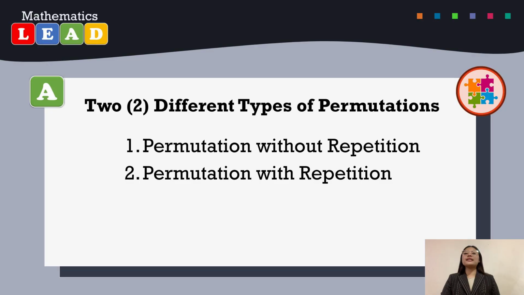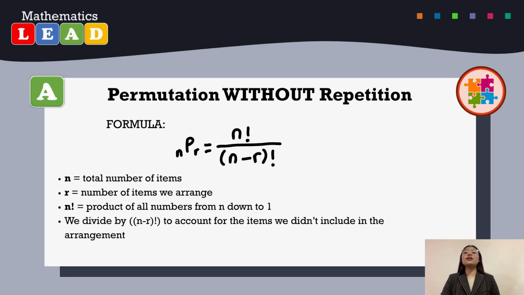Let's start with the basic permutation formula. This applies when all items are different. What does this formula tell us? It tells us how many ways we can arrange items selected from n distinct items, considering that order matters.